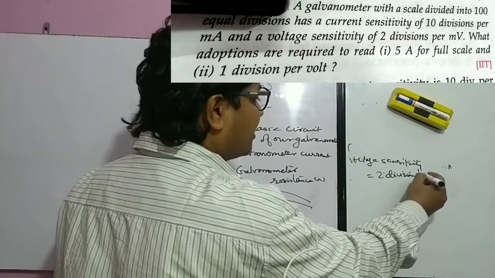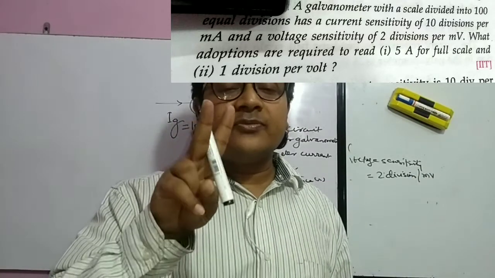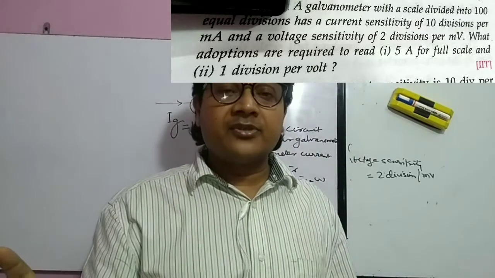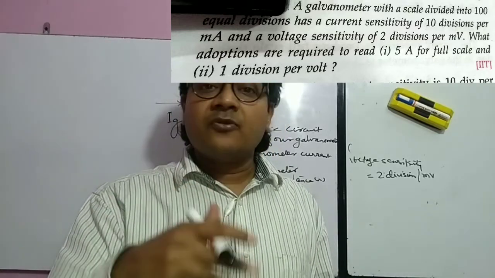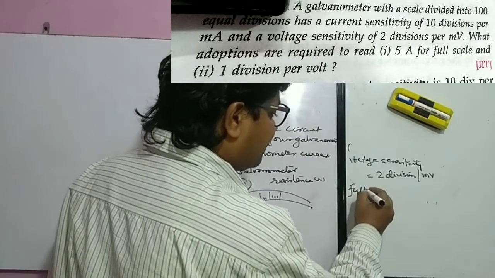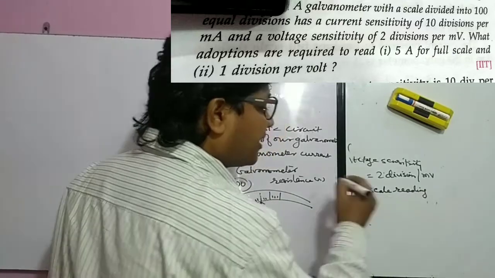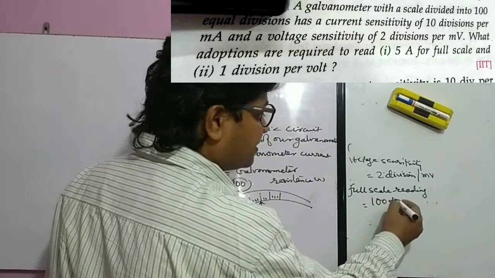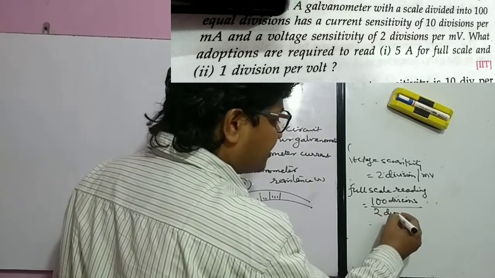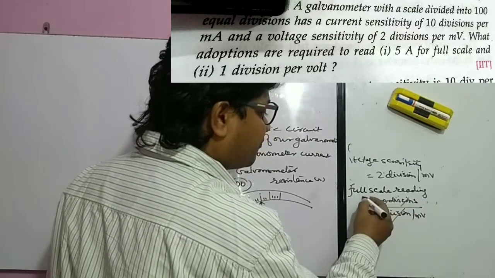2 divisions per millivolt. It means to read 1 millivolt, 2 divisions will be consumed. So how many divisions have we got? We have got 100 divisions. So for 100 divisions, what will be the millivolt? So the full scale reading, what we can write is 100 divisions divided by 2 divisions per millivolt. So this division gets cancelled.